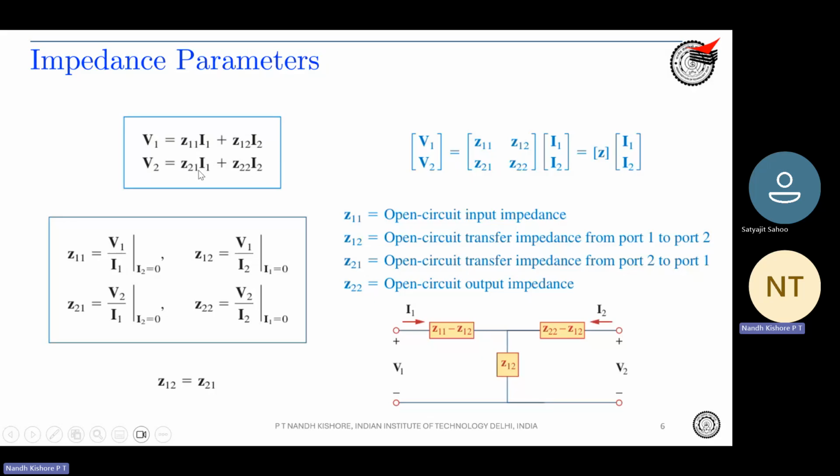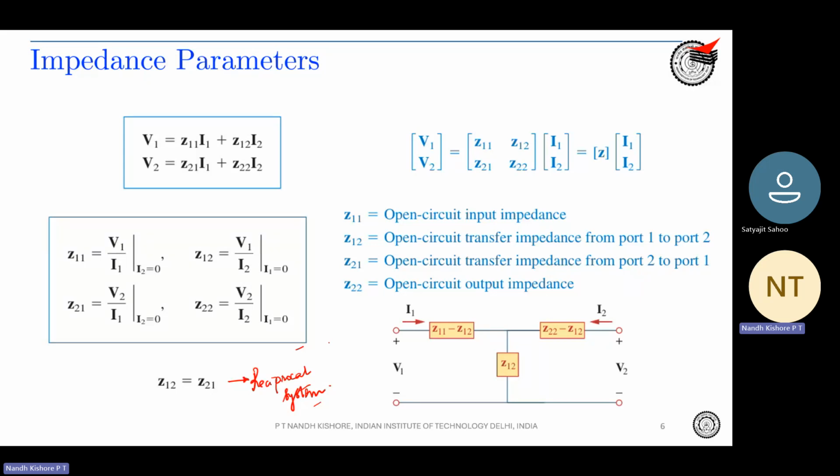And you know that for a reciprocal system, Z12 is equal to Z21. If Z12 equals Z21, you call that a reciprocal system. And how do you find Z11, Z12, Z21, Z22?